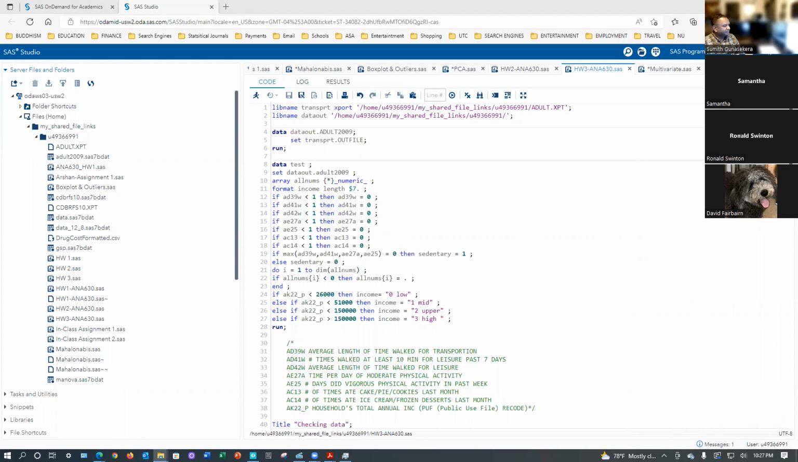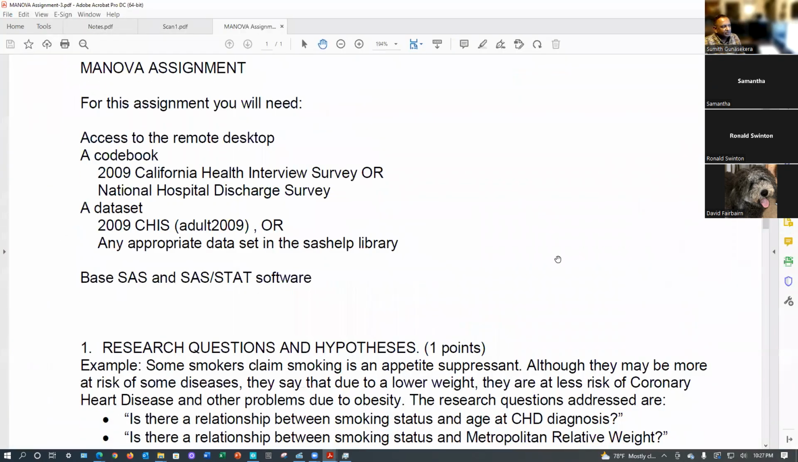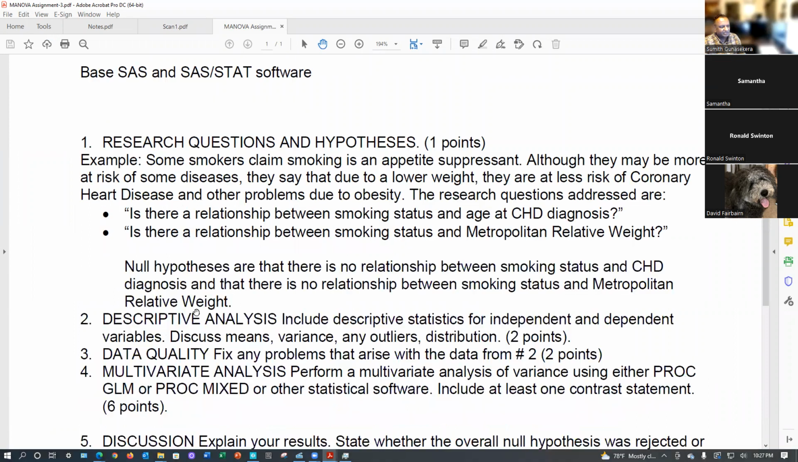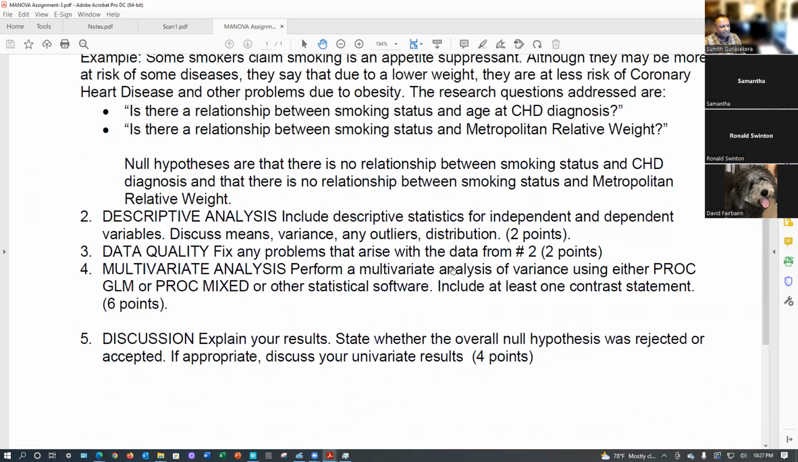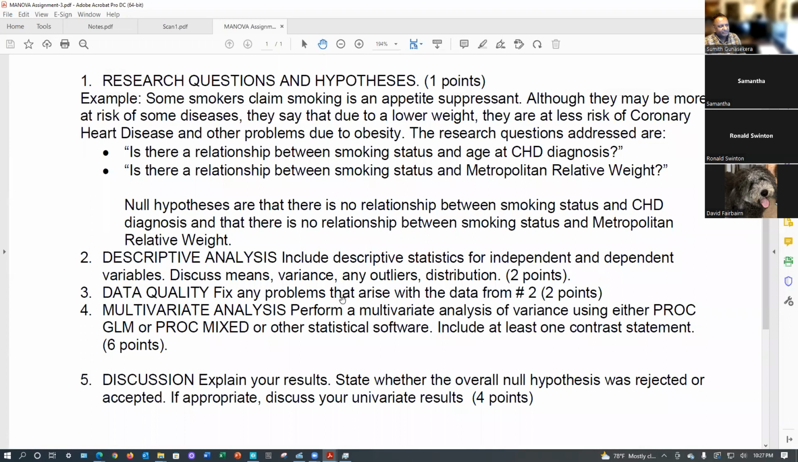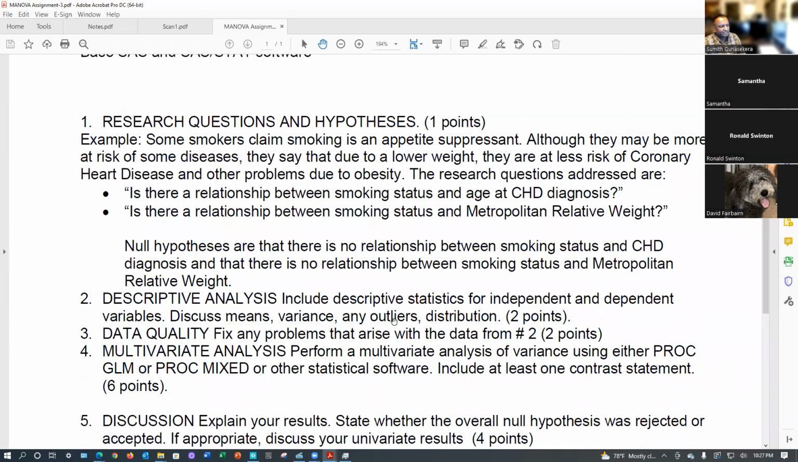Number 3. We are using kind of the same thing. It's not hard, because it has only one question here. You have to perform the multivariate analysis of variance using proc glm, and discuss data cleaning to fix any problem that arises with the data. Same as descriptive analysis, just give the descriptive statistics for independent and dependent variables. Discuss mean, variance, any outlier, distribution.